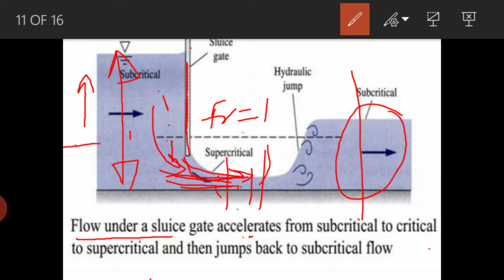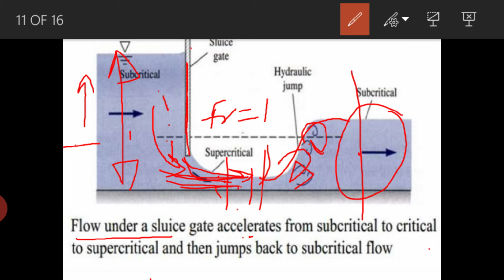When the flow changes from supercritical to subcritical, then the hydraulic jump will take place. While getting a hydraulic jump, the water starts whirling here. Okay, so this is what we call a hydraulic jump.